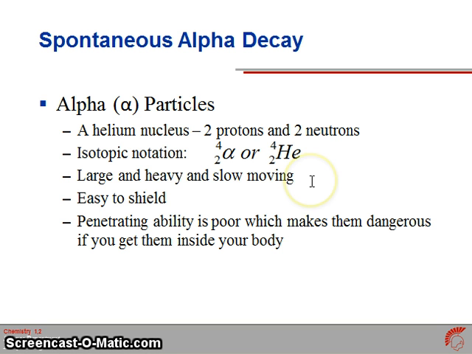So alpha particles, we know from the lab, are large and heavy, they're slow moving, and they're easy to shield. For example, your skin will be able to shield them. Their penetrating ability is poor, and that's what makes them very dangerous if you get them inside your body. Inhaling or ingesting alpha particles can be very, very dangerous because they will not be able to get out.